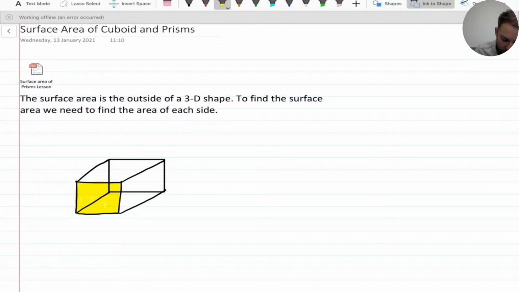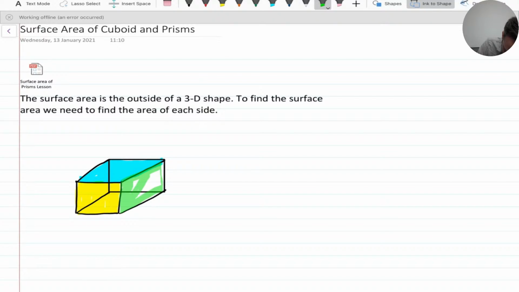So yeah, the surface area is the area outside of a 3D shape. To find the surface area, we need to find the area of each side. So we've got the area of the front. We've also got the area of the top, which is here like so. And then you've got the area of the side.